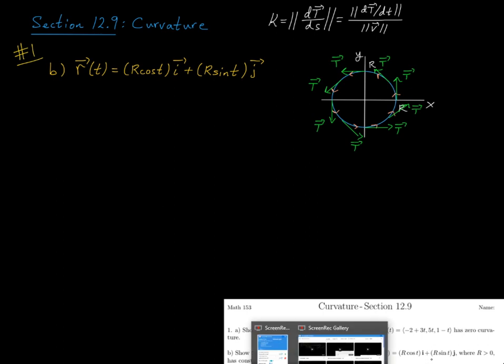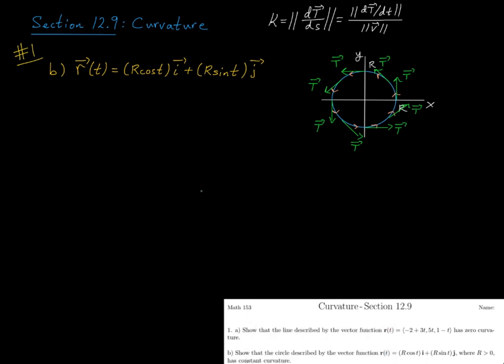This says to show that the circle described by the vector function r of t, which is equal to capital R cosine t i plus capital R sine t j, where here capital R is a positive constant, has constant curvature. So here the i and the j components give us a counterclockwise parameterization of the circle of radius R centered at the origin.